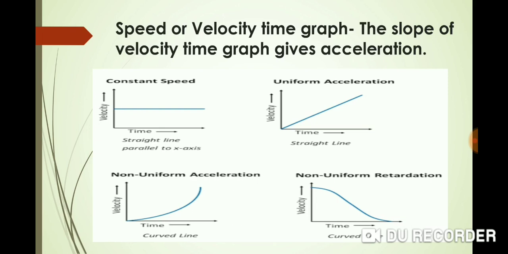In the third graph, the line shows a curved path. This type of velocity time graph indicates non-uniform acceleration, meaning the velocity of a body is increasing but by unequal amounts in equal intervals of time. So this is non-uniform acceleration. The last graph that you can see on your screen represents non-uniform retardation. Here the velocity of a body is decreasing but not by equal amounts in equal intervals of time. Hence this is the graph of retardation, that is non-uniform negative acceleration.